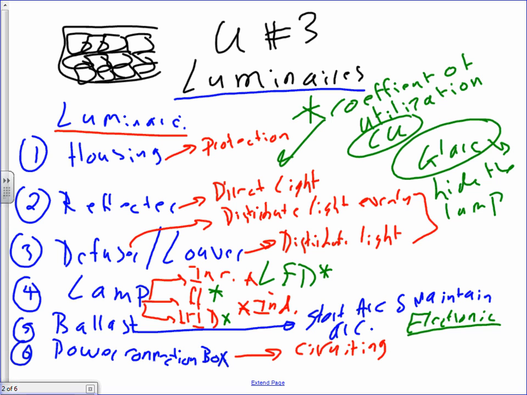The fourth part of a fixture is a ballast. Not all fixtures need a ballast, most of them do. So ballast, two reasons for having a ballast. Anybody can do the two reasons for having a ballast? Why do we have a ballast? Boost the voltage so high to start the arc, and choke the current low enough so the circuit breaker doesn't trip to maintain the arc.